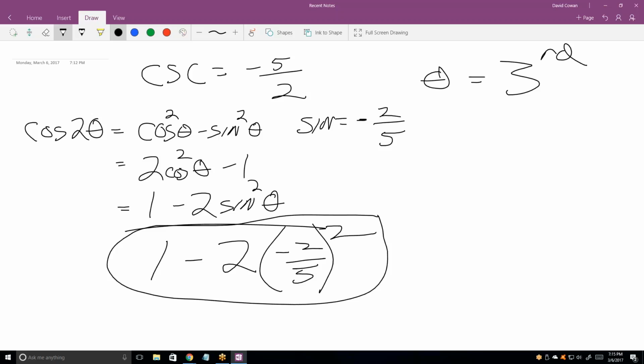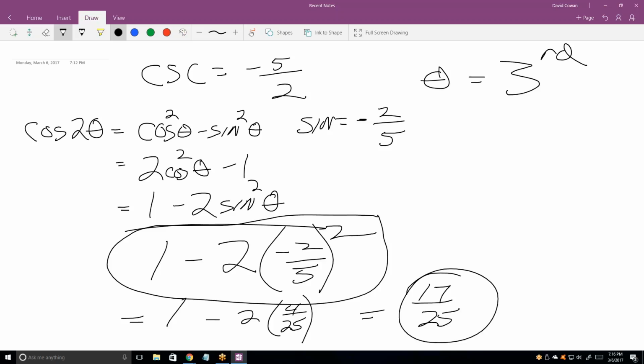So it doesn't matter what quadrant we're in, I don't think. Hold on a second. It might. Well, no, this is absolute. There's no plus or minus sign in front of this, so this should give us the correct answer. What is that? 1 minus 2 times 4/25. So we have 1 minus 8/25. So that's 17/25. So that's what the cosine of 2 theta is, where theta is in the third quadrant.